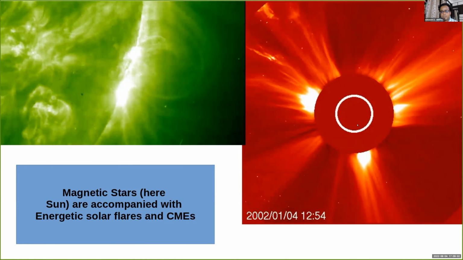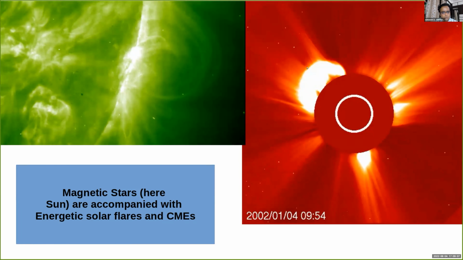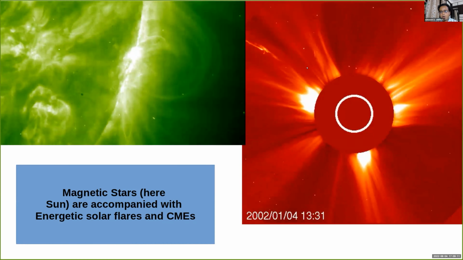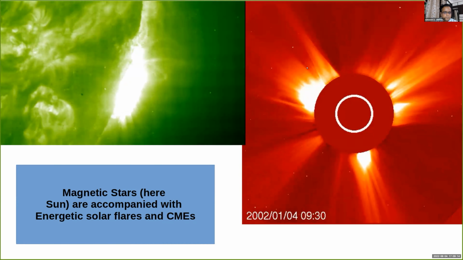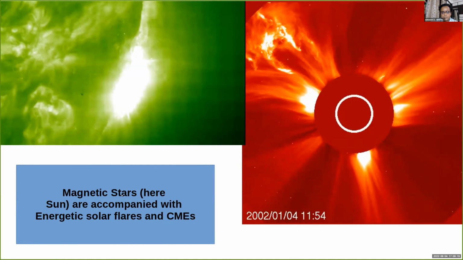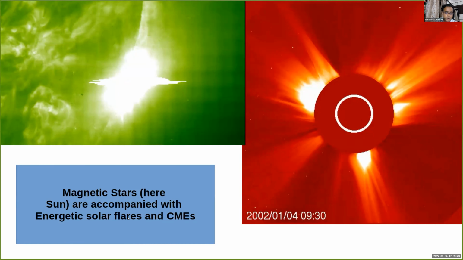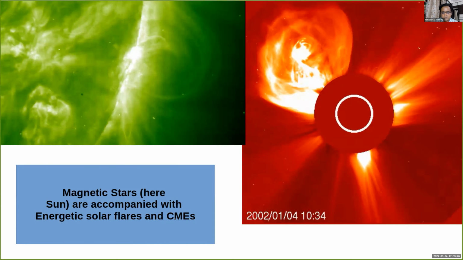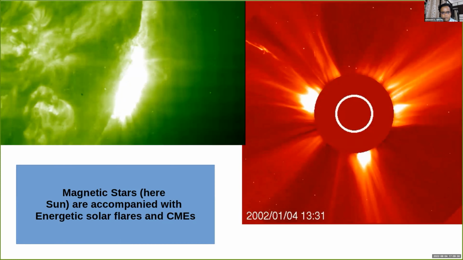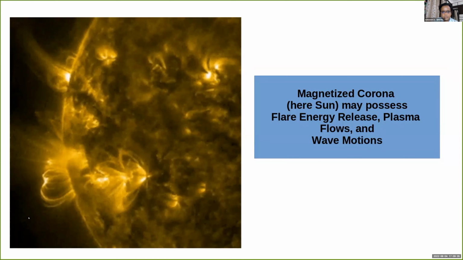And then you can see in the coronagraphic observations that CMEs, coronal mass ejections, are there, and sometimes flares are accompanied with coronal mass ejections, but sometimes they may be isolated events. So magnetic stars which have active coronae can also be accompanied with energetic solar-like flares and coronal mass ejections. This is very interesting stuff to understand about them, so we can understand them in greater detail.